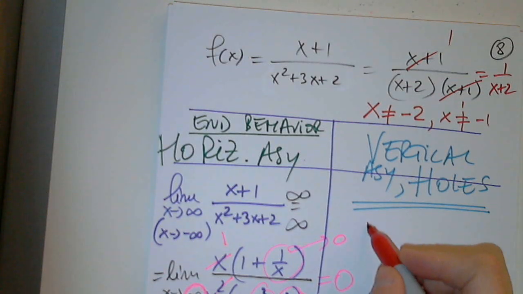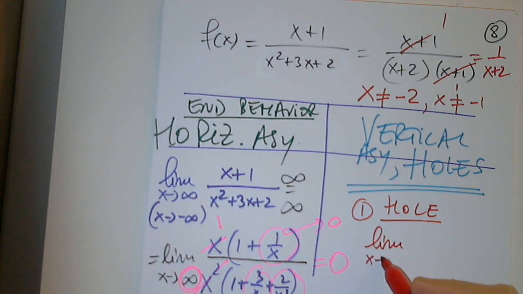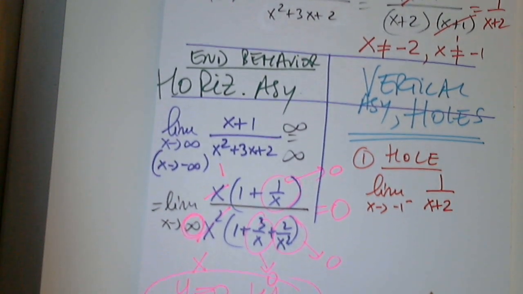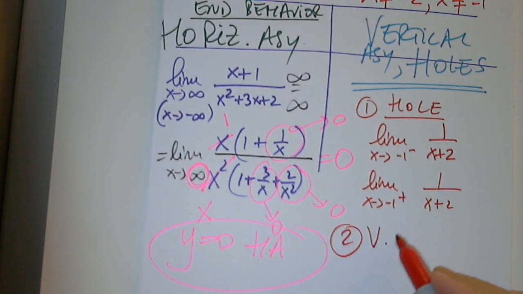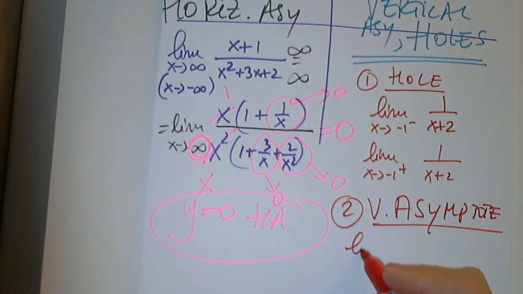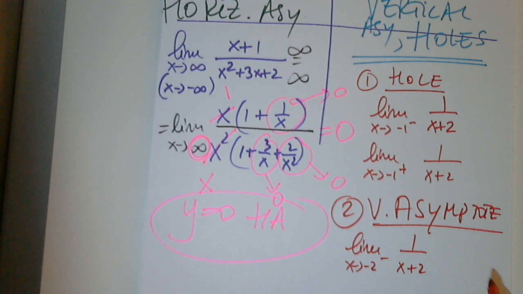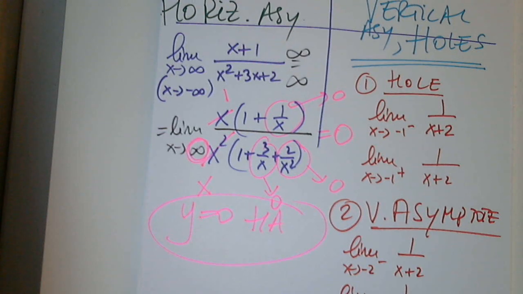So, two things here. Number one, for a hole, I have to find the limit as x approaches -1 from the left of 1 over x plus 2, and the limit as x approaches -1 from the right of 1 over x plus 2, and you'll tell me what that is. And two, for the vertical asymptote, I have to determine the limit as x approaches -2 from the left of 1 over x plus 2, and the limit as x approaches -2 from the right of 1 over x plus 2. Totally different situations.